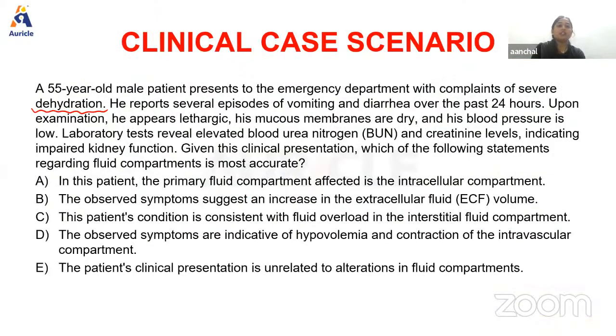So as we have discussed this case, again, I'm repeating that this person is complaining of severe dehydration, and dehydration is occurring due to vomiting and diarrhea. On examination, the patient is lethargic and the mucous membrane is dry, which are again symptoms of dehydration. The blood pressure is low due to low blood volume. Then laboratory investigation shows elevated BUN and creatinine levels, and both indicate that the kidney functions are impaired.